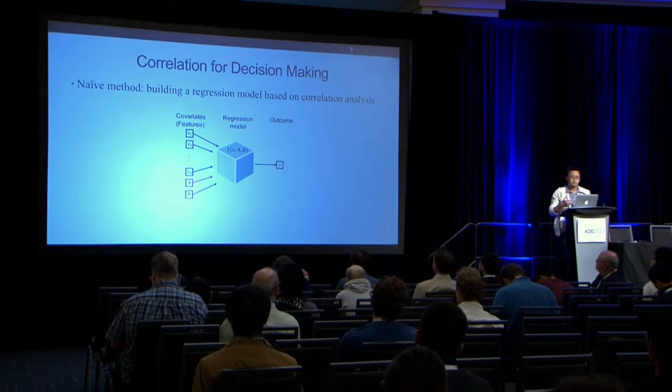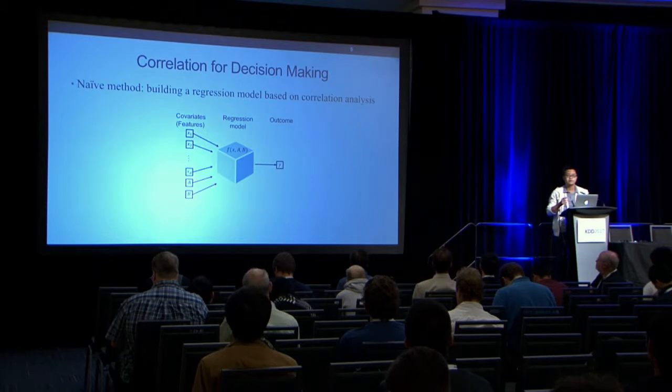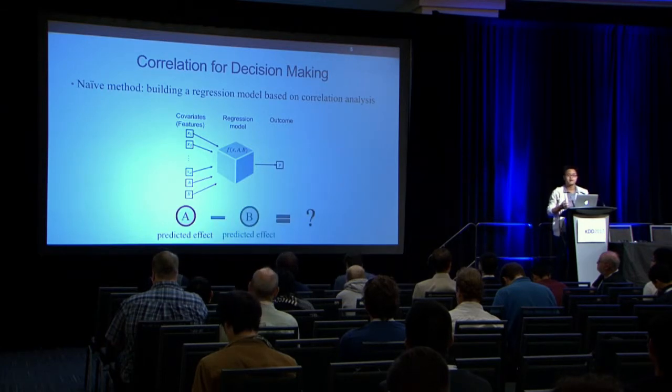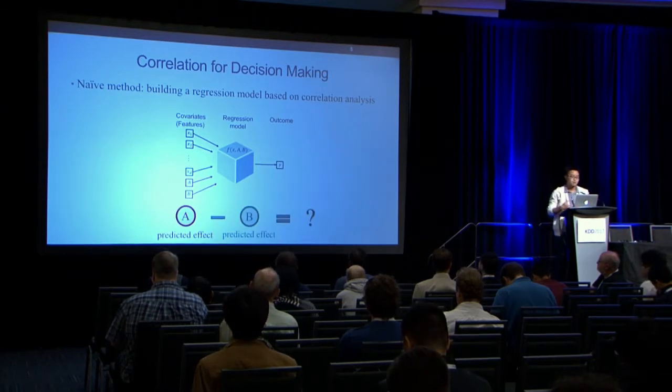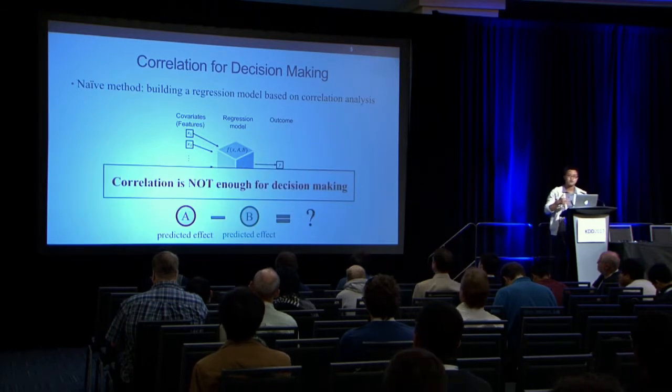by regressing the medication effect on the patient features and their choice of medications. With the regression model, we can easily predict the future effects of medication A and B on patient Anna. And their difference could help us to make a decision which is better. But we think correlation-based methods are not enough for decision making.